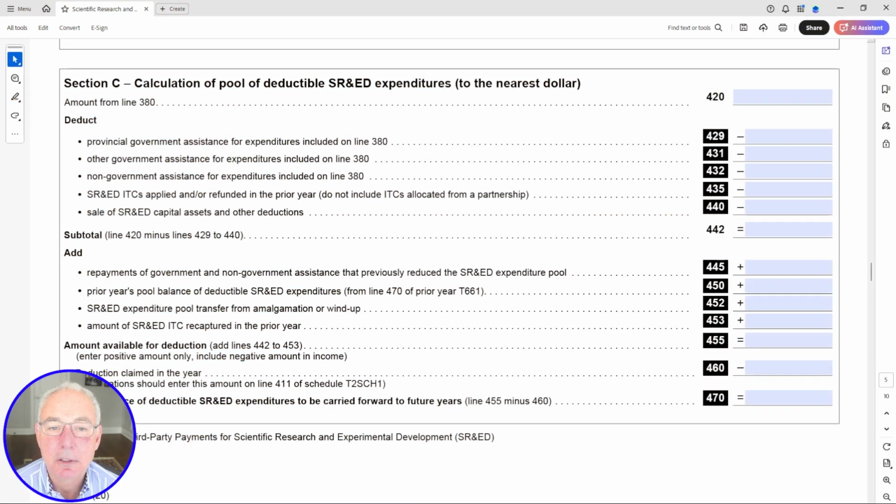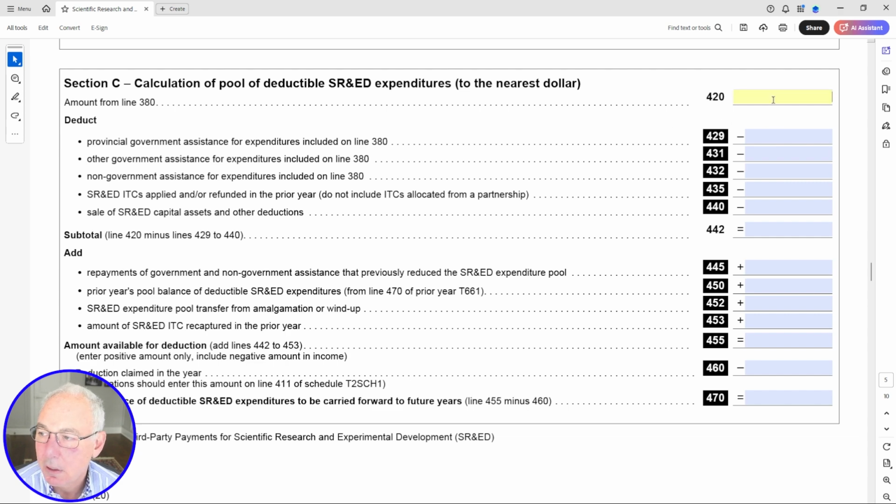This section, which is section C, is where we get into the nitty-gritty of the SRED calculation. We'll need some forms for your provincial SRED calculation, but we're not going to go through that in this video. We have different videos that show the provincial SRED calculations because they can be quite complex. So let's get into section C of your SRED calculation.